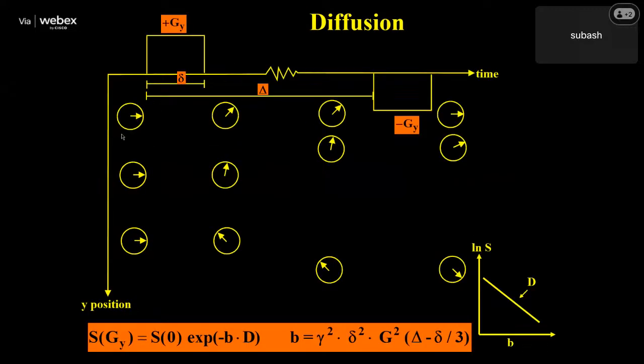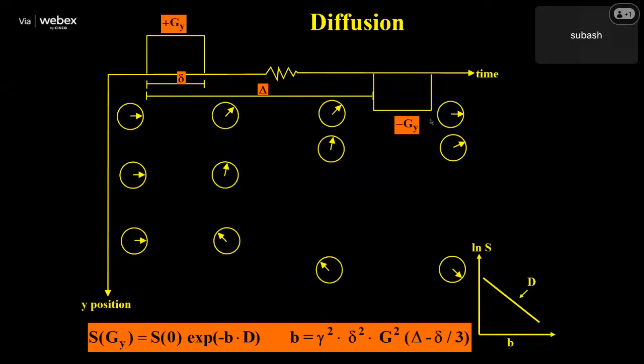Same situation: we have three hydrogen atoms. They are in phase, and then you apply a gradient. Because of this gradient, these phases have been changed. And after you give some time, some of the molecules have moved away from their location because of diffusion.